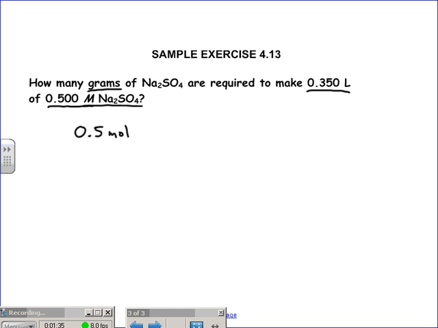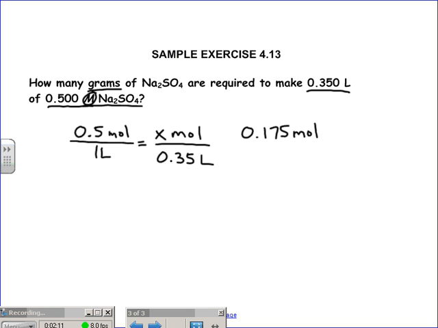0.5 mole in 1 liter. That's what the big M stands for. Big M stands for moles per liter. So I can rewrite 0.5 molar as 0.5 mole over 1 liter, and I can set that equal to X number of moles in 0.35 liters. When we do this problem, we're going to cross multiply and divide. So I'm going to take the 0.35 and multiply it by 0.5, and I get 0.175 moles.